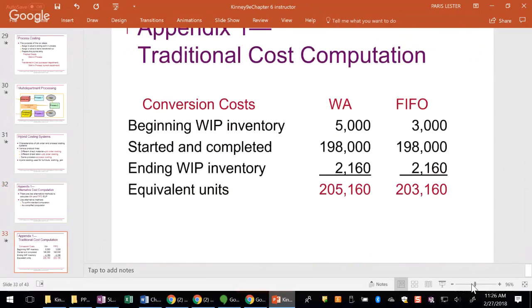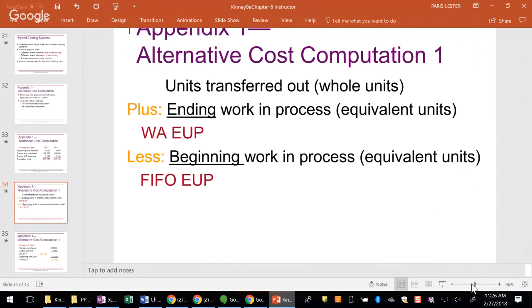We looked at those alternative methods. All right, now what we're going to do today is look at one of those problems from beginning to end.